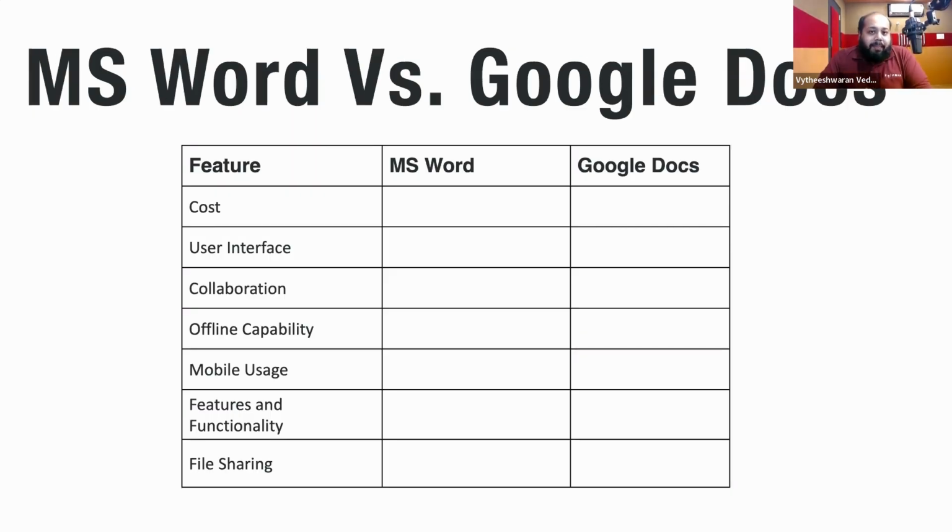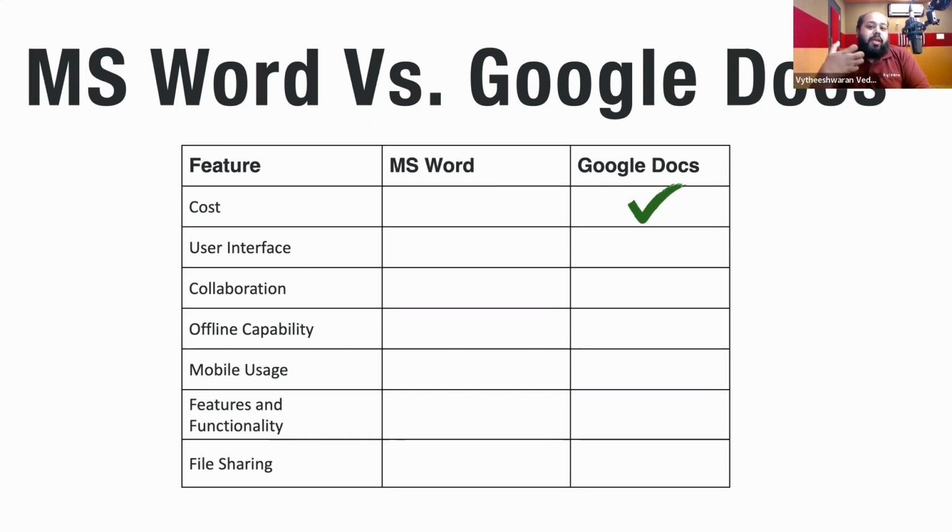These are some of the parameters that I thought I can probably use to compare MS Word and Google Docs. The first one is obviously cost. As you know, Microsoft Word is paid, whereas Google Docs is free. So obviously, Google Docs definitely stands a winner over here, because any version of Microsoft, whether it is the offline version like 2016, 2019, or 21, or the Office 365 subscription, all of them are paid, whereas Google Docs is free.